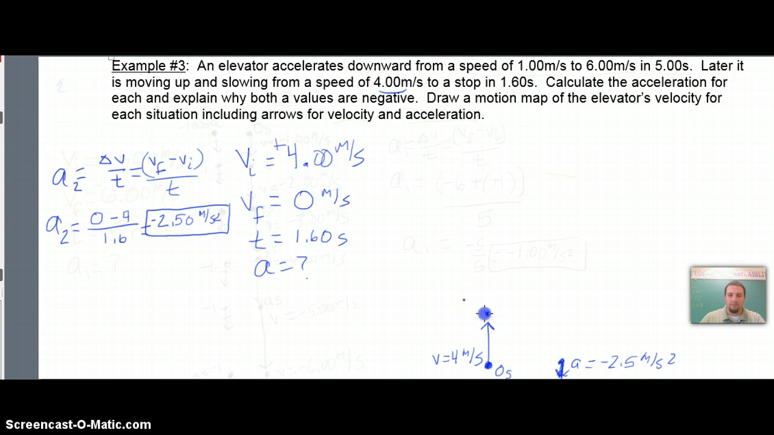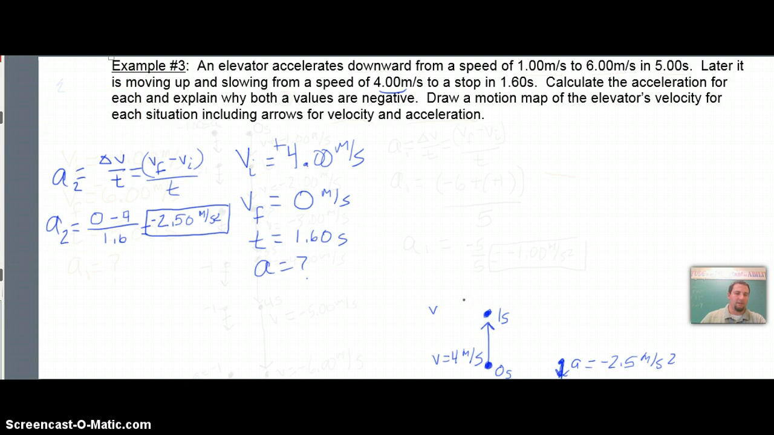At 1 second, I'll be right here. That's the location of my object. 1 second. My velocity now, so remember how to do this. Take 4, add the acceleration, so 4 minus 2.5.